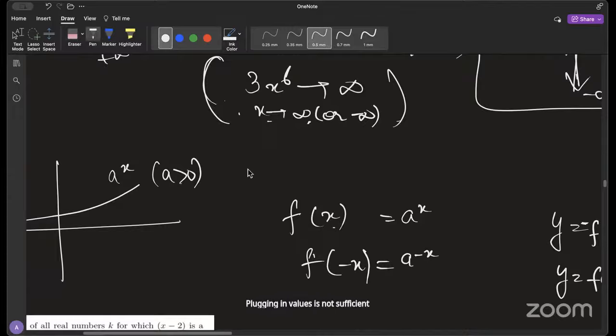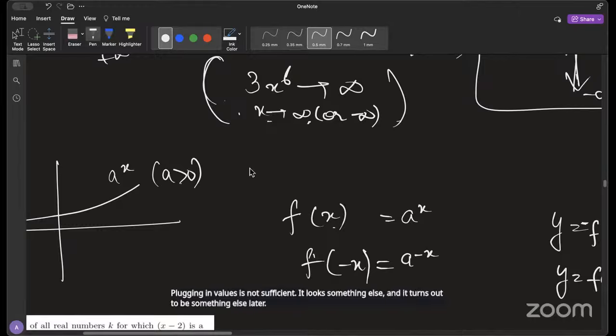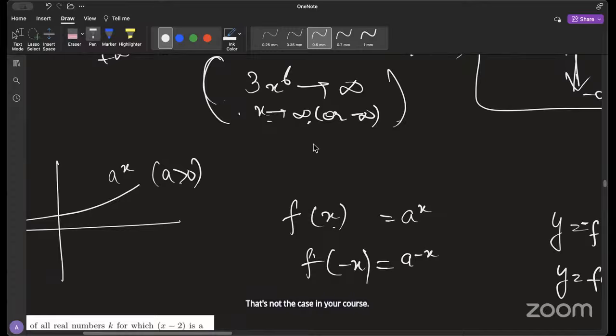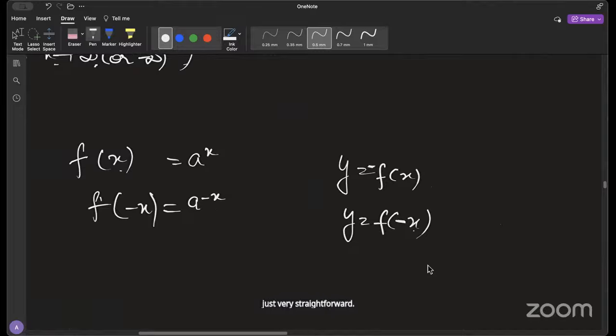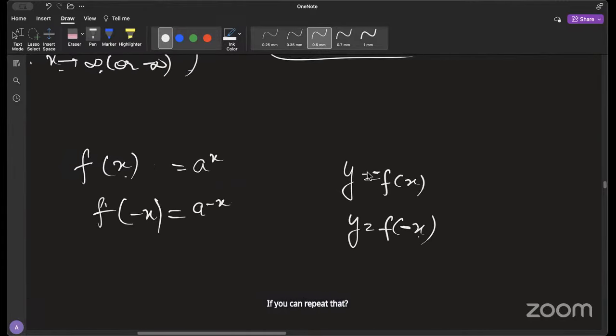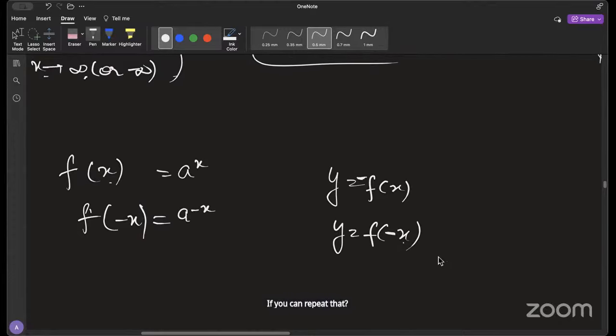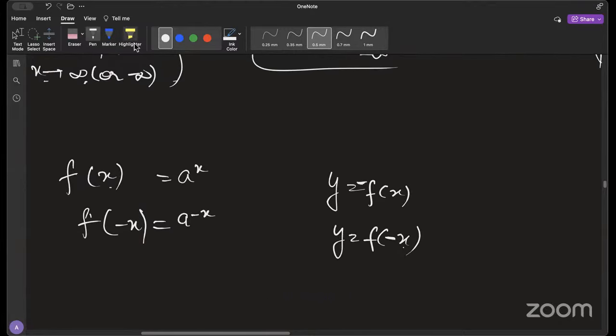Sometimes it looks like something and it turns out to be something else later. That's not the case in your course. In your course, almost every question is very straightforward. If you can repeat that. Yeah, I'll repeat this part. This one, right? Which particular part do you want me to repeat?